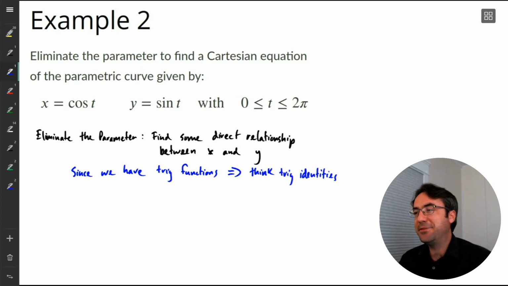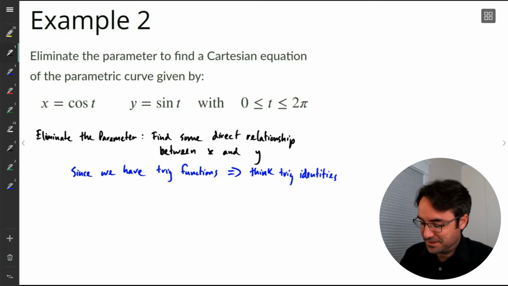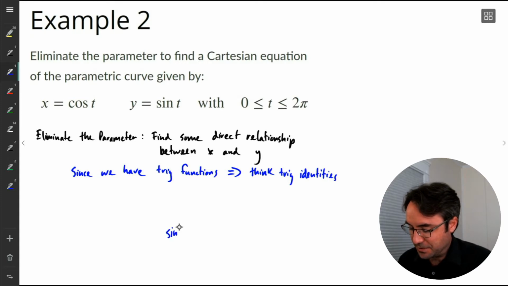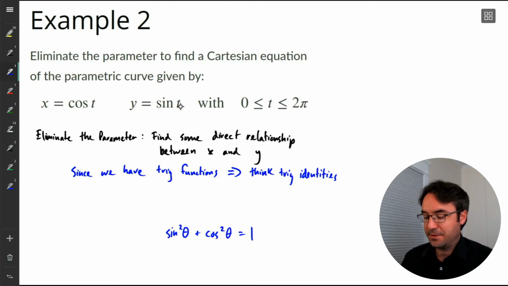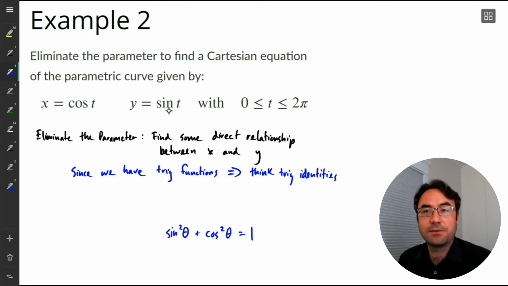So if we think of that, sine squared theta plus cosine squared theta is equal to 1. All right. Well, sine squared, we have a sine term right here. Let's square it. What happens when we square this? We get a y squared.